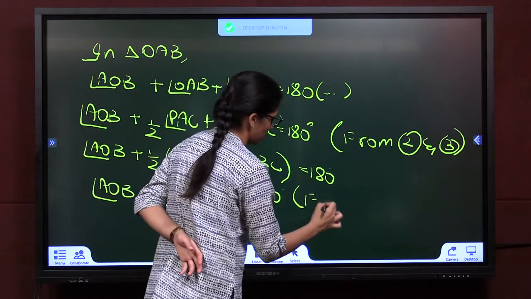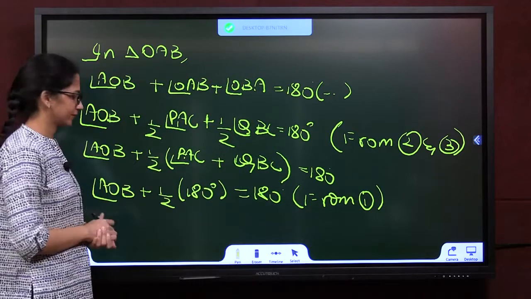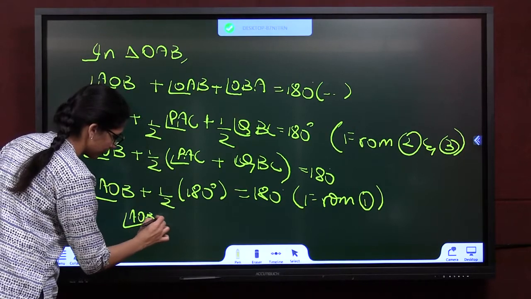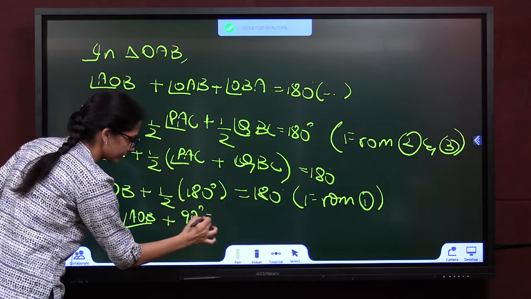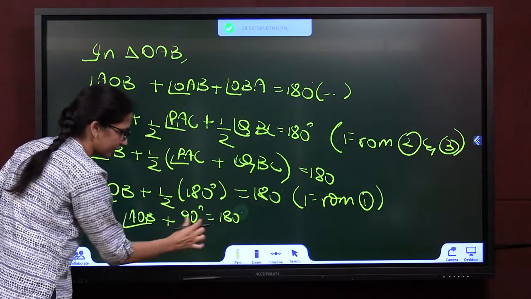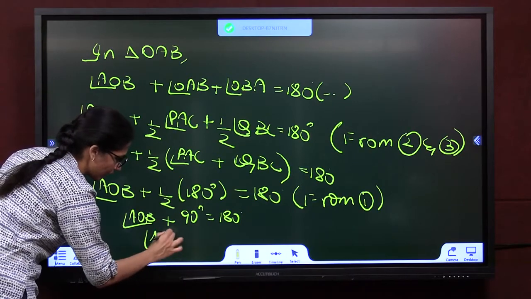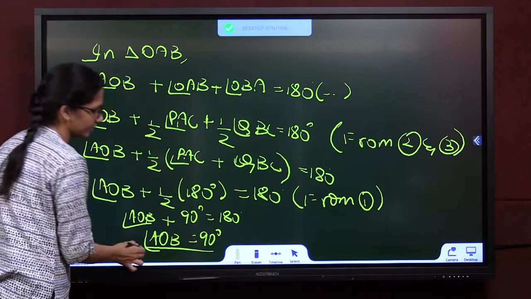How? From equation 1. So now angle AOB plus half into 180, 90 is equal to 180. Send the 90 this side, 180 minus 90, 90. So therefore, angle AOB is equal to 90 degrees, hence proved.